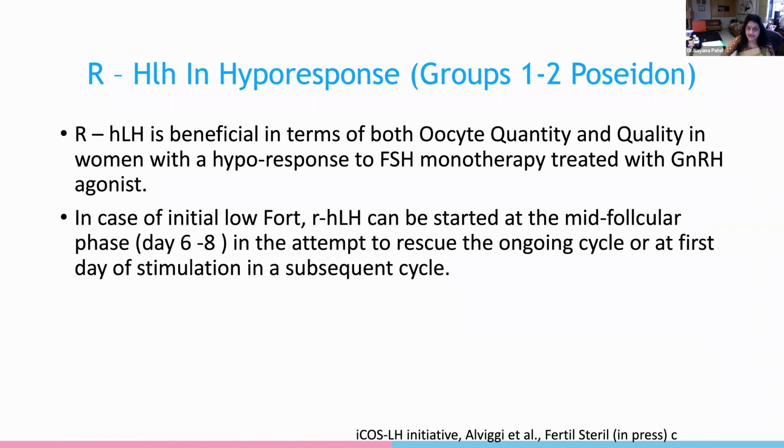LH is beneficial in terms of both oocyte quantity and quality in hyporesponders to FSH monotherapy. And in a low FOD patient, sometimes to rescue the cycle, in the middle of the cycle from day 6 to 8, you start adding LH, because we know that by the time the follicle is 10 millimeter, 12 millimeter, there are actually more LH receptors than FSH. So just increasing the FSH dosage will go down the drain. It's better you add LH so that more and more LH receptors are occupied.